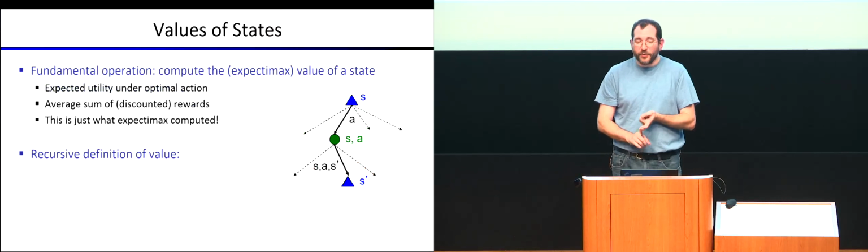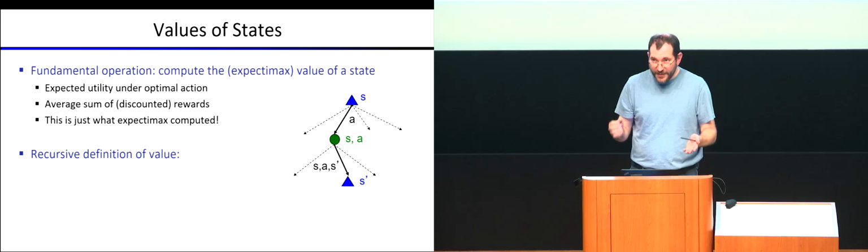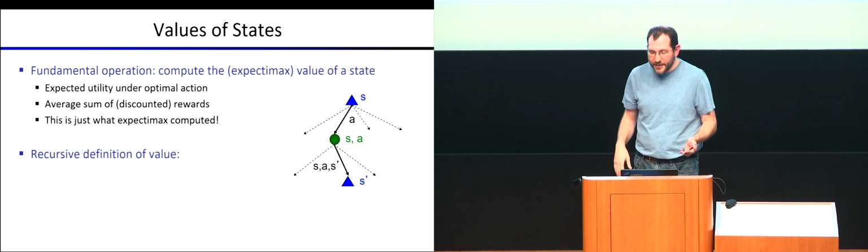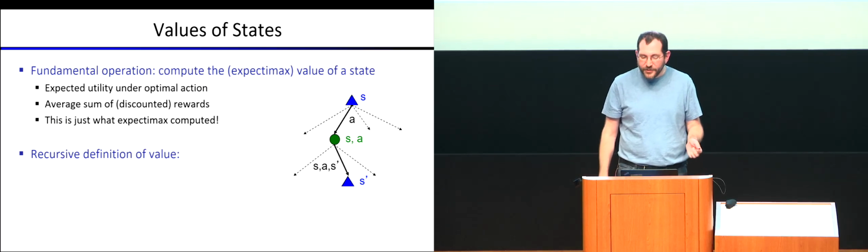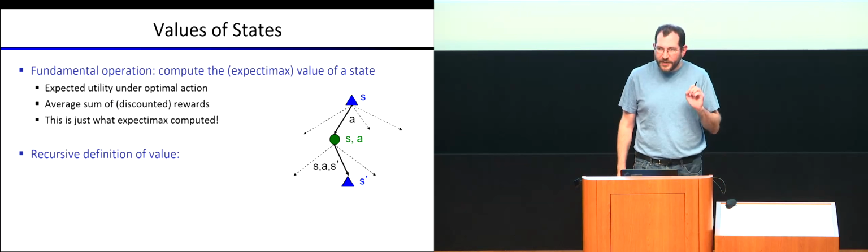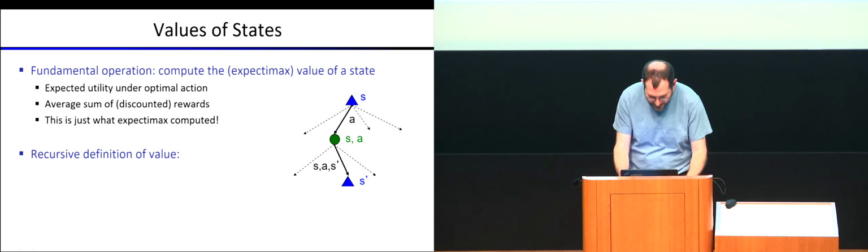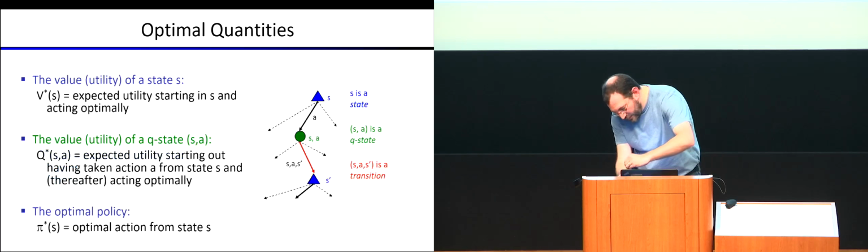The fundamental operation in solving MDPs is to compute the value, and here we mean Expectimax, or expected value of a state. So we need to know the expected utility under optimal actions, and that's going to be an average sum of discounted rewards. Expectimax computed that, but right now we're going to try to find another algorithm, and in order to do that, we're going to write down recursively some properties that hold between these values that will let us formulate an algorithm. So let's write this in blue. The value of a state. So let's talk about the optimal value of some state S.